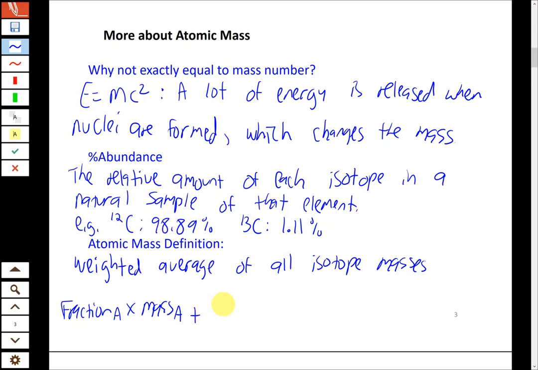You take that, and then you add to that the fraction of the other isotope, multiplied by its mass. And you do that for however many isotopes you have, where the sum of the fractions will equal 1, or 100% as a percentage, and then the individual masses have to be accounted for when you do this weighted average. The problems that you'll see in homework assignments and tests will probably not go more than 3 isotopes, but nonetheless you can do this for however many isotopes there are for that particular element.